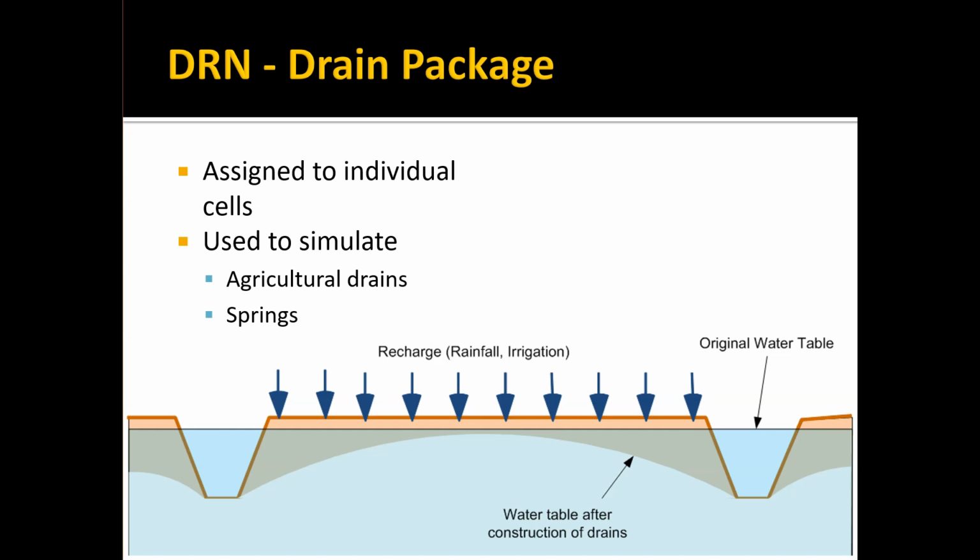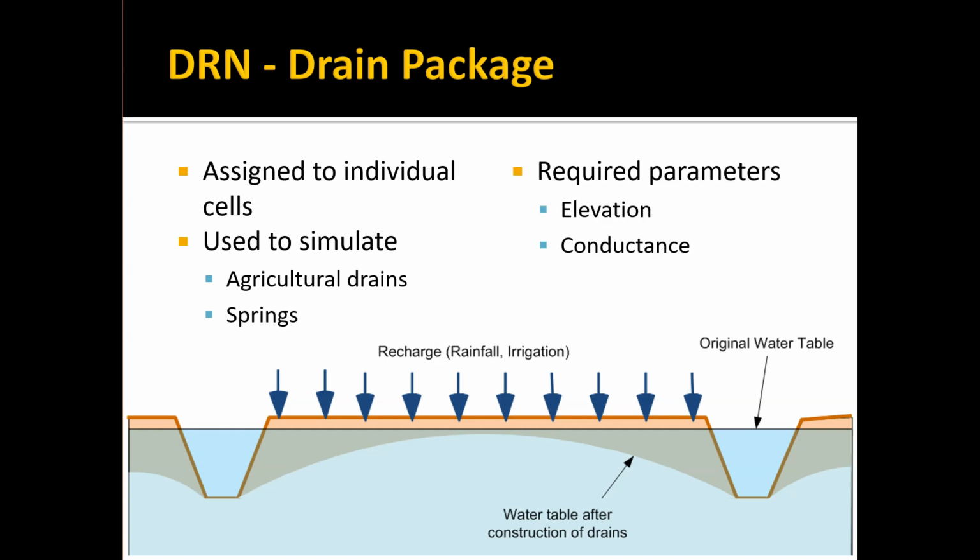Now this is a one-way feature. A drain is always a sink, meaning it can only pull water out of the aquifer. It cannot put water into the aquifer. So if the water table in a cell is above the elevation of the drain, water will leave through the drain, but if the water table is below the drain, there's no impact. We'll show this in the subsequent slides.